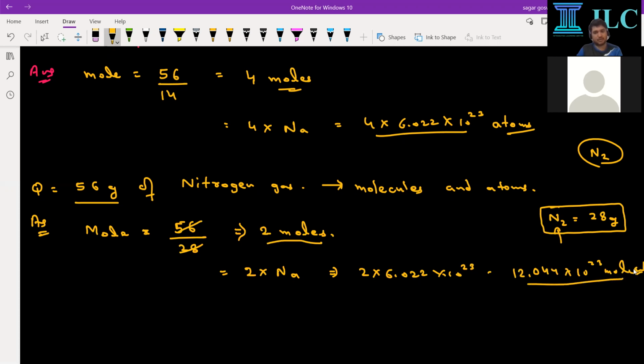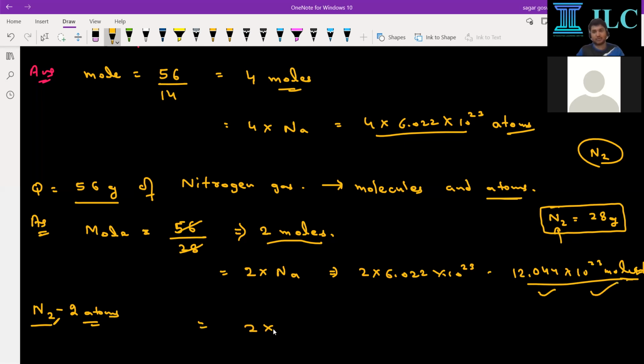Molecules, yeah, molecules you just got. This is the answer. But if you want to find out atoms, you have to multiply by 2 again, because one molecule of nitrogen contains how many atoms? Yeah, two. So one molecule is containing two atoms. So if it is 24.088 molecules, for each molecule it is two atoms.